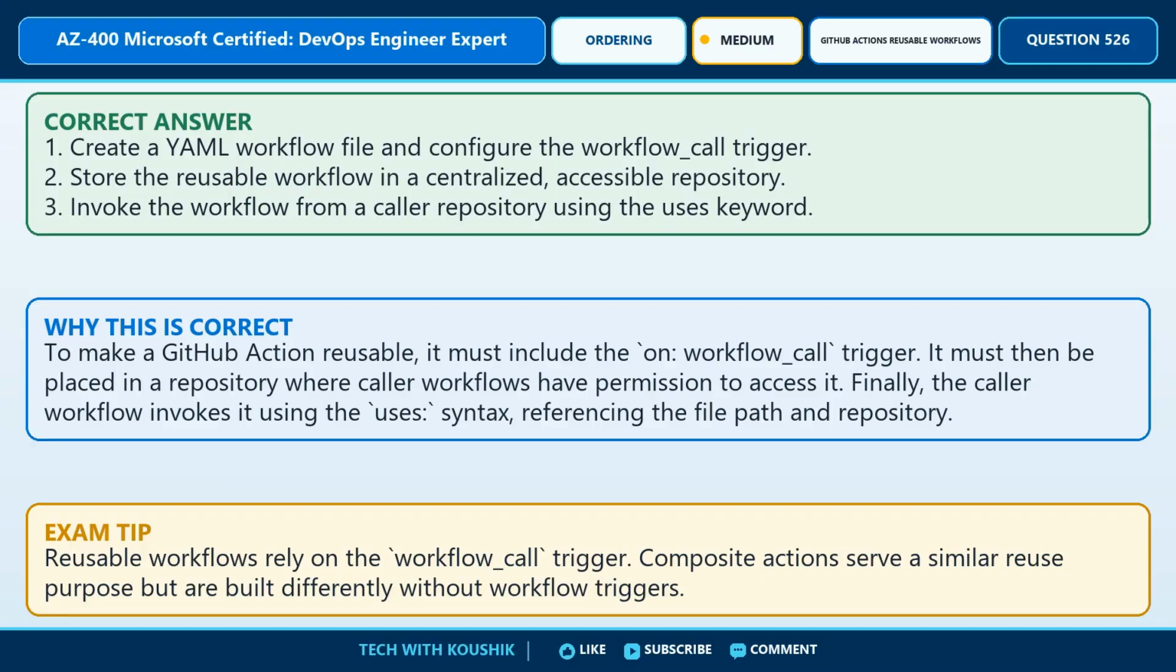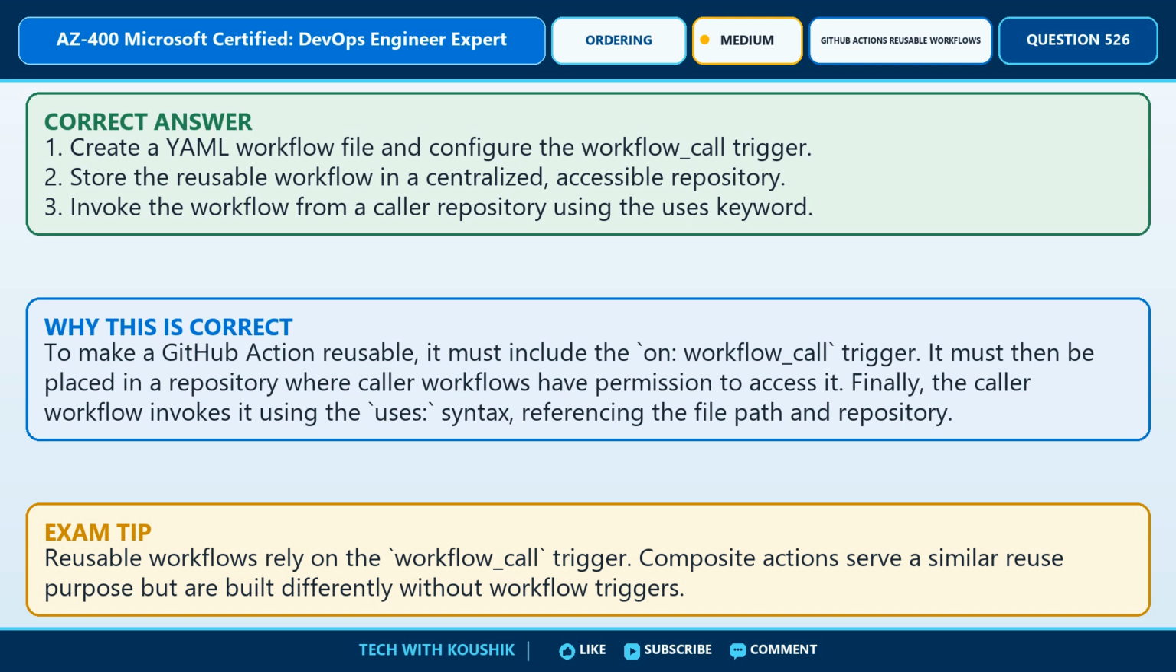The correct sequence is: 1. Create a YAML workflow file and configure the workflow_call trigger. 2. Store the reusable workflow in a centralized, accessible repository. 3. Invoke the workflow from a caller repository using the uses keyword.